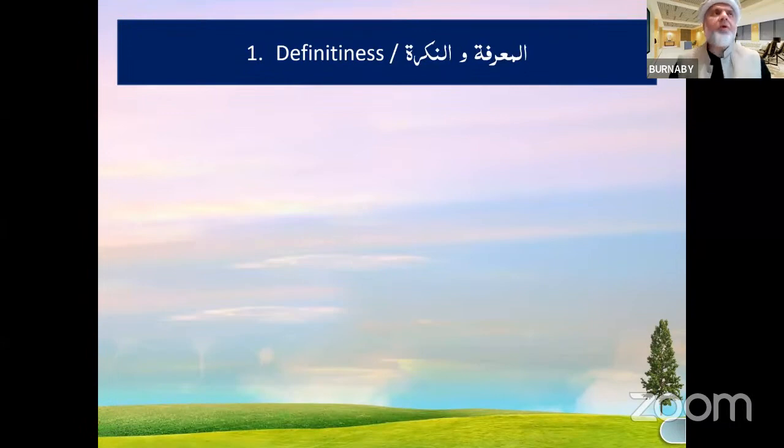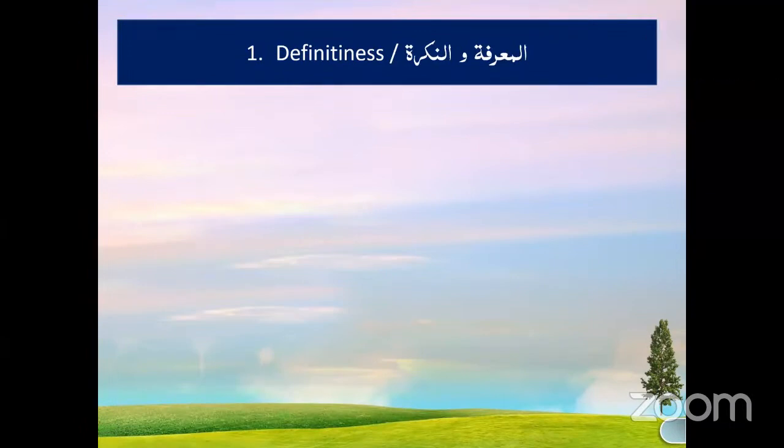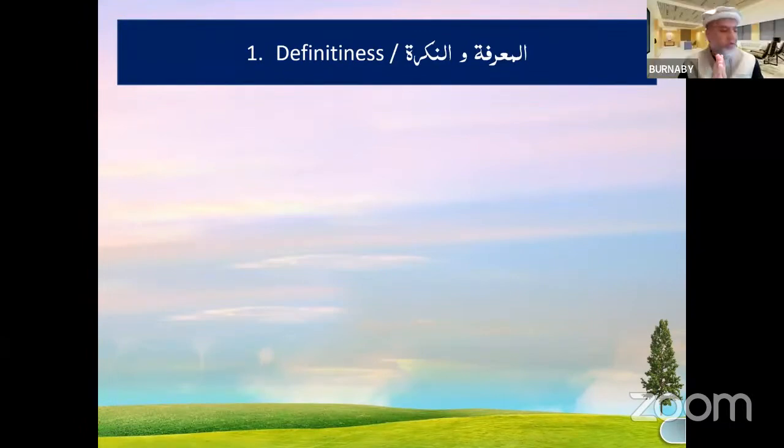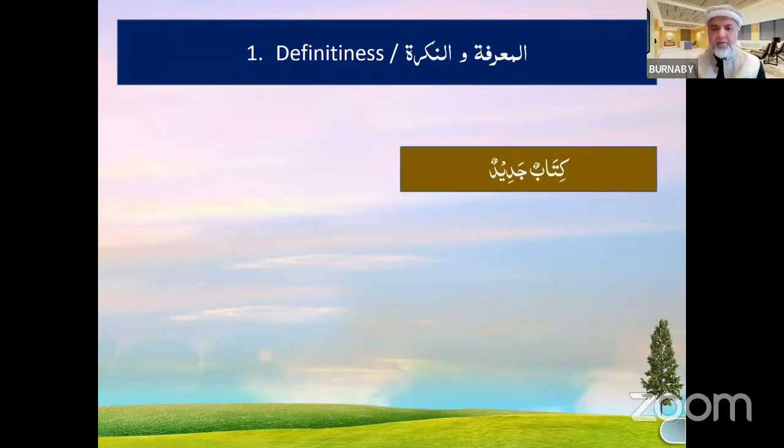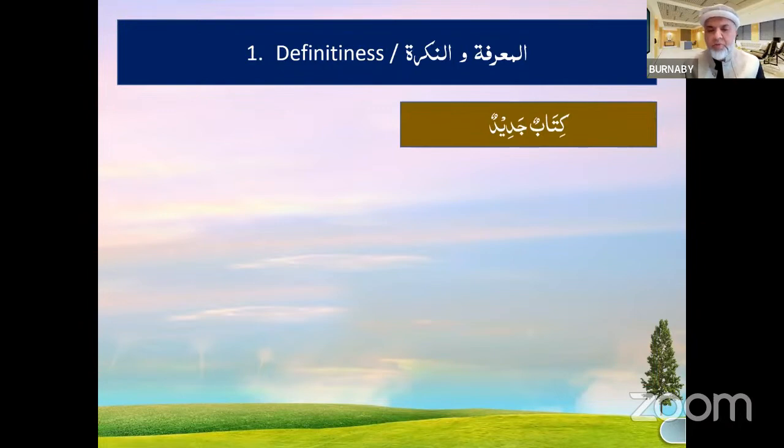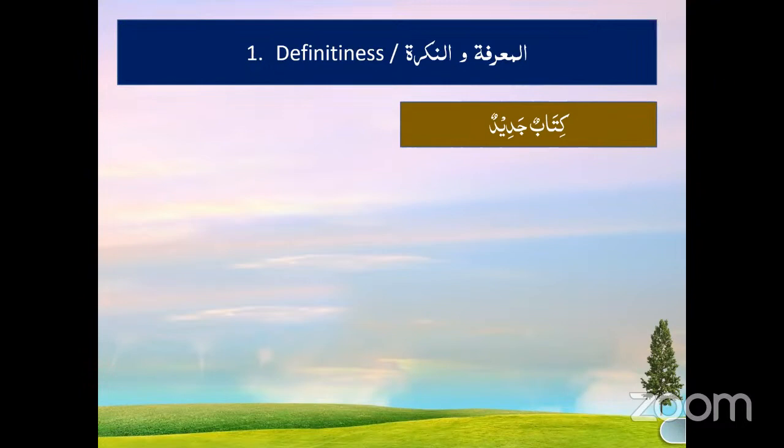So what is our role? In all four properties of the noun, they will be following each other. For example, kitabun jadidun. Is it rafa? Yes. Is Kitab rafa?